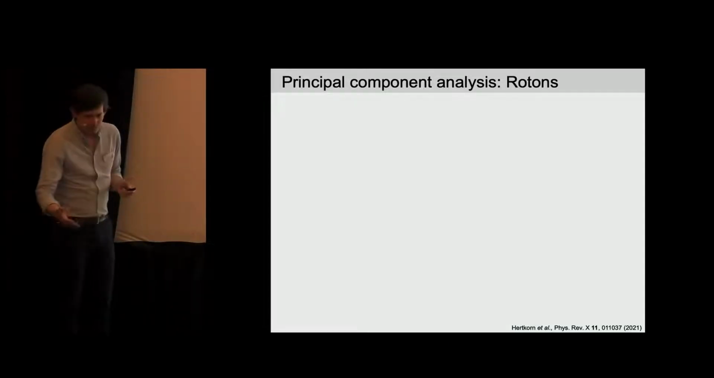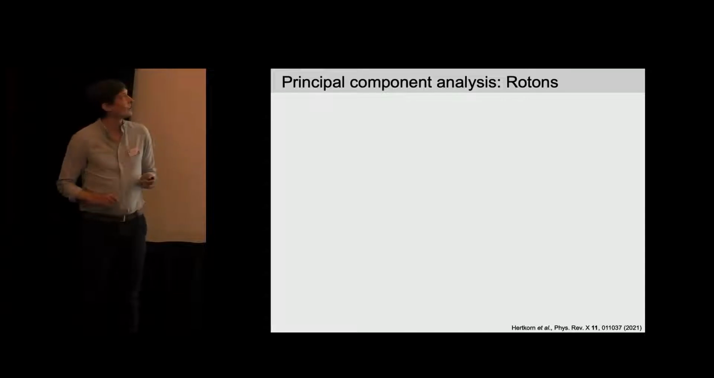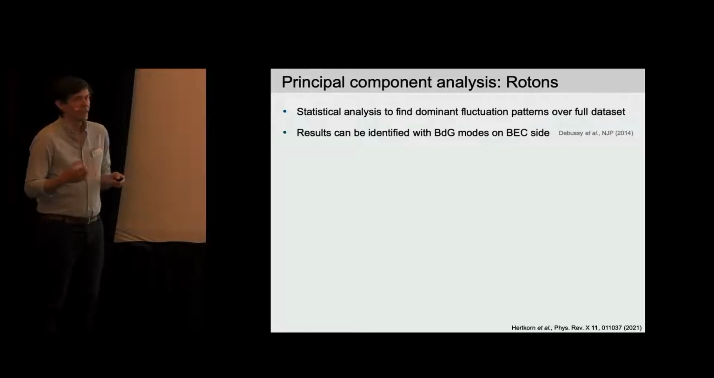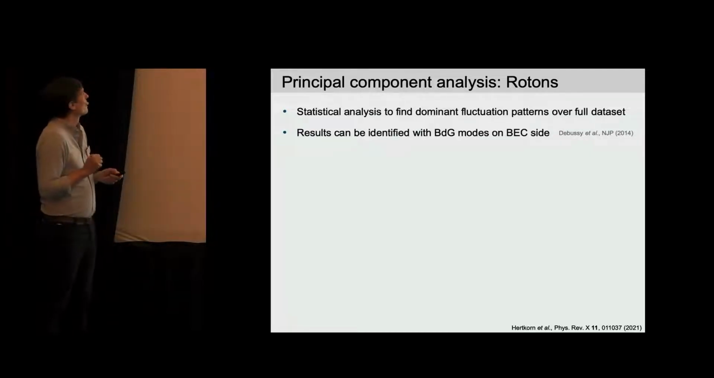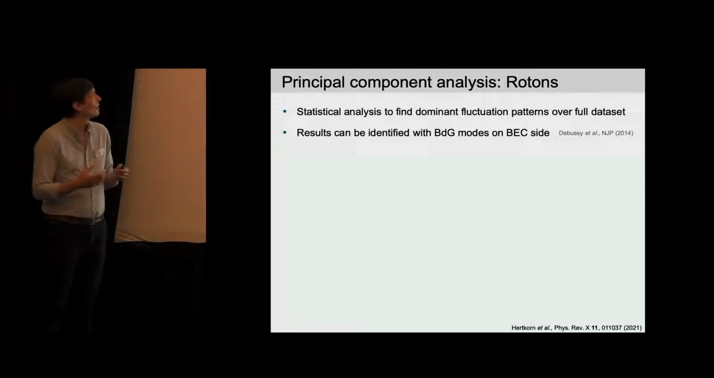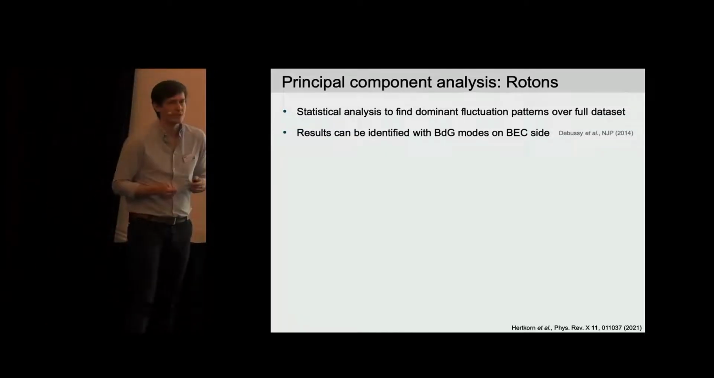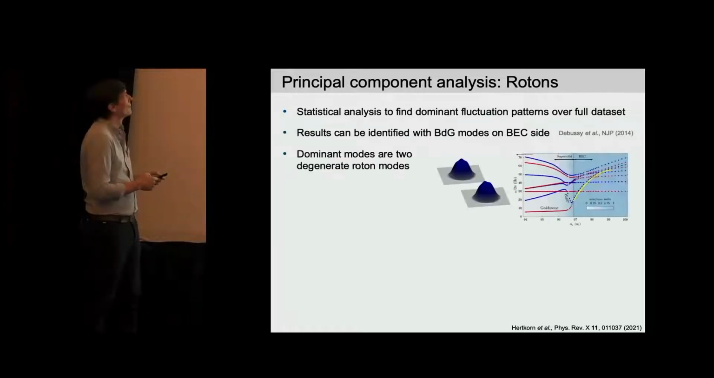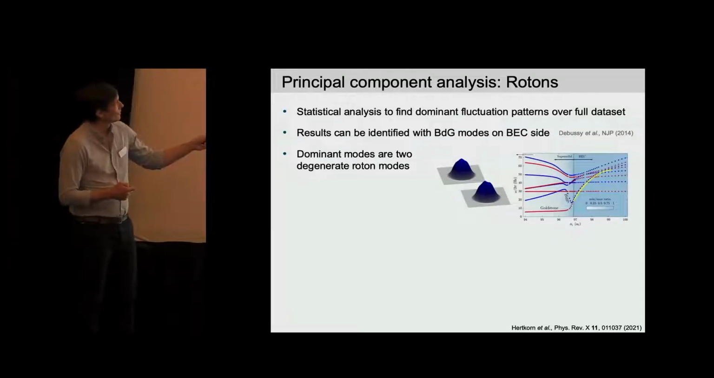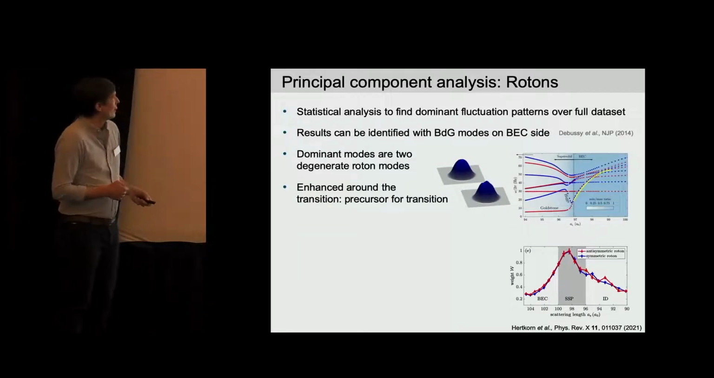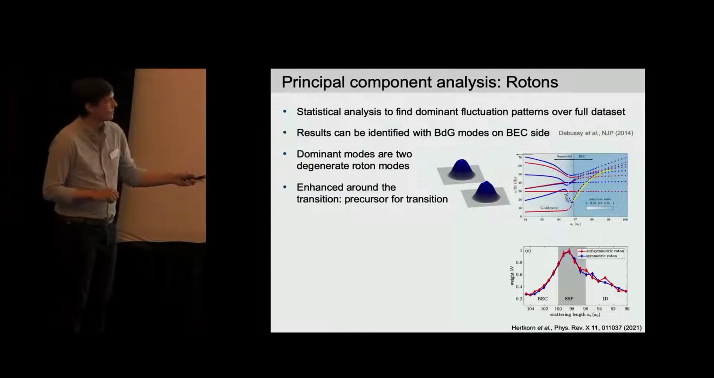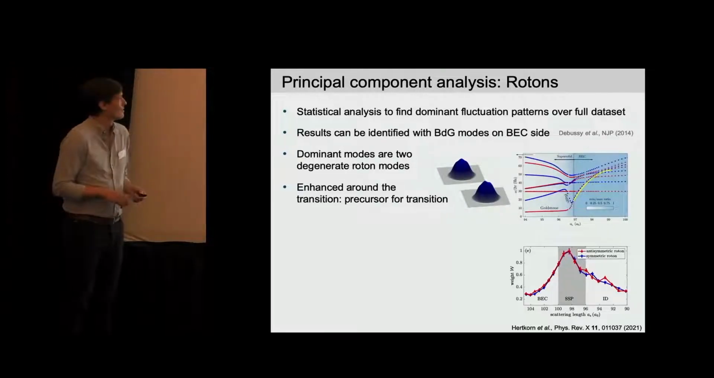Yeah? But we can learn more by doing a so-called principal component analysis. So that's a statistical analysis of these data sets to find the dominant fluctuation patterns. Yeah? And on the BEC side, it has been established that these patterns can directly be associated with the Bogoliubov-de Gennes modes that I was showing you before. And so the dominant modes on this side should be these two rotons. You remember them, yeah, the symmetric and antisymmetric one. And indeed, these are the ones that we find in our analysis, and they're really enhanced in terms of population right at this transition point.